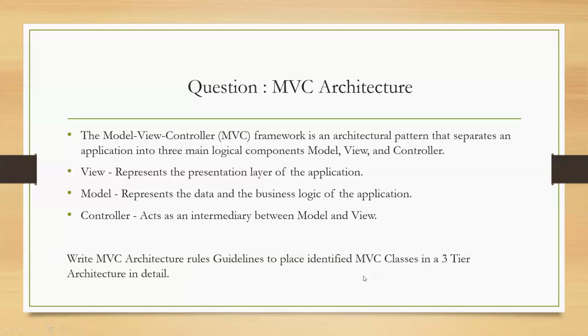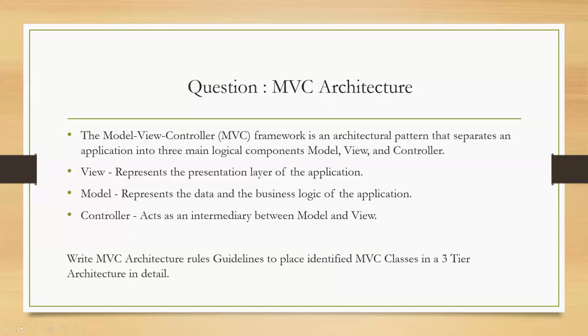Then how would you place whatever you have identified, the classes and all, in the MVC architecture? You need to mention it. There is a scenario in the use case diagram regarding that. How would you place those classes in a three-tier architecture and all? We can mention it over here.